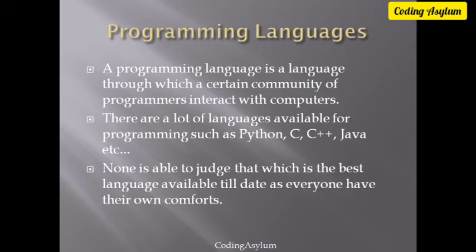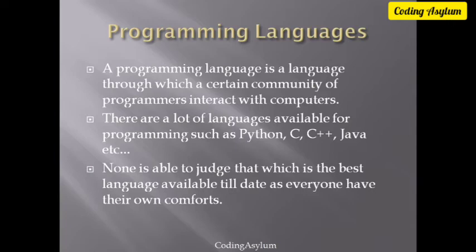A programming language is a language through which a certain community of programmers interact with computers. First of all, what is a language? For having a conversation between two people, the basic thing that must be common among them is a common language that they both are aware of. They both know and understand the language. Just like that, a programming language is a language through which programmers can interact with computers. That means a programmer knows that language, and a computer also knows that language. Since they both know the same language, they'll find it easy to interact with each other.